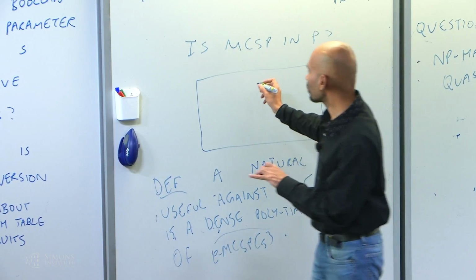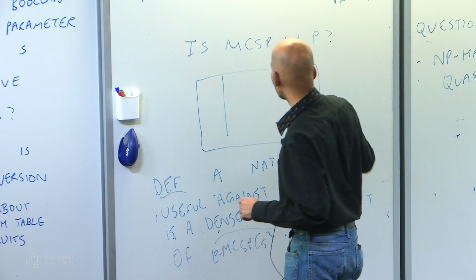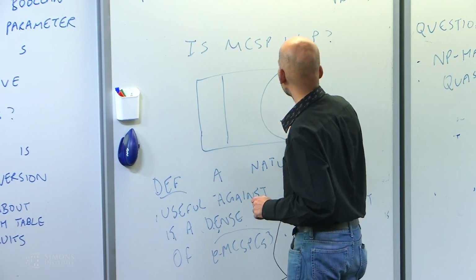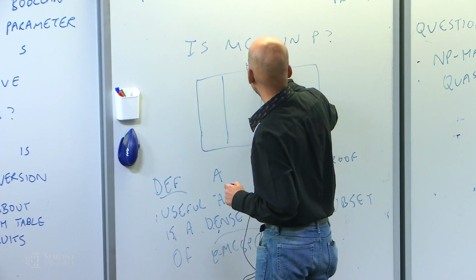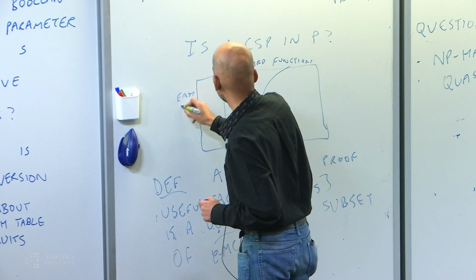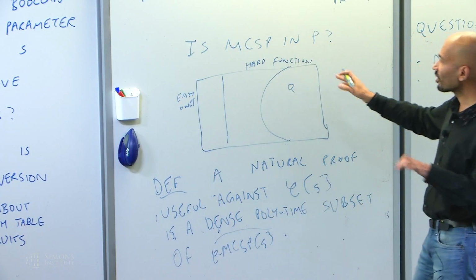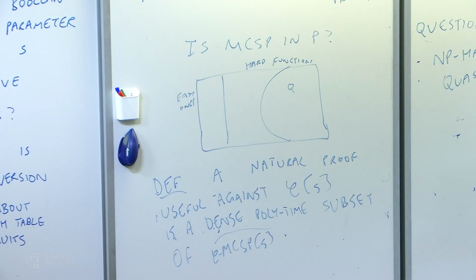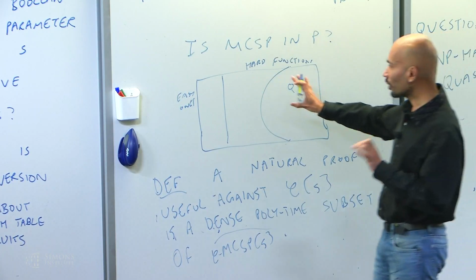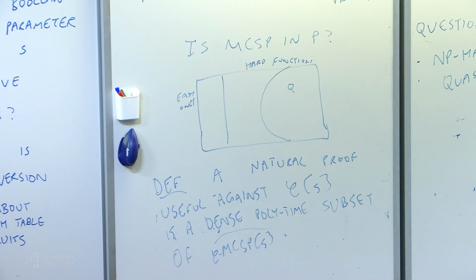Let's say these are all truth tables. Let's say these are all the hard ones, and these are the easy ones. A natural proof Q is just a polynomial time decidable subset of the hard functions that's dense, that has a significant fraction of its weight on the uniform distribution over inputs. So that's an interpretation of natural proofs in terms of MCSP.